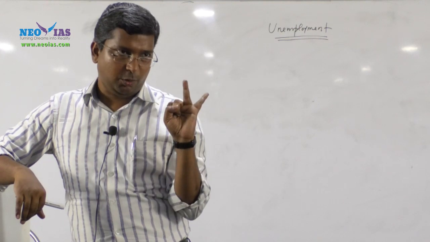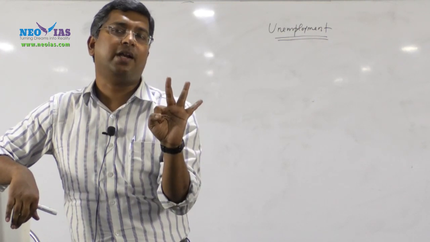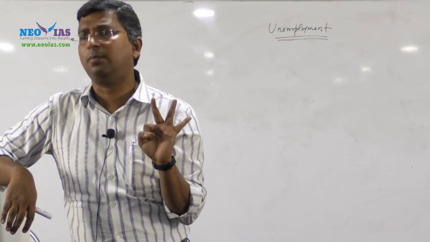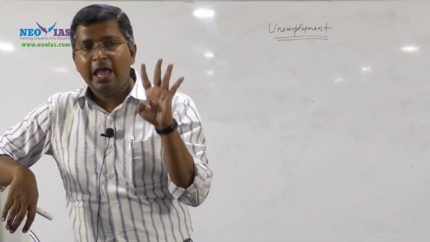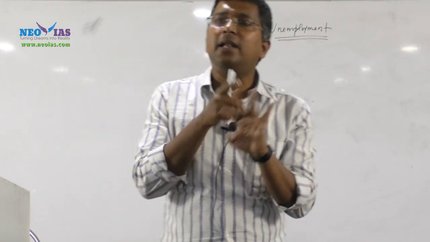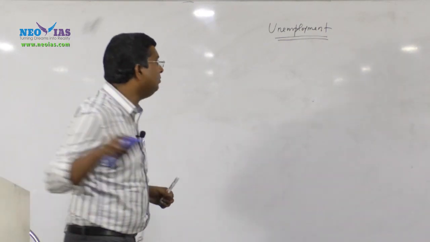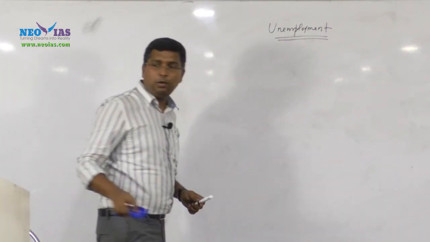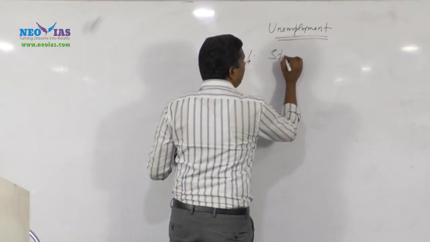One is structural unemployment. Second is cyclical unemployment. Third is disguised unemployment, we'll discuss what that is. And fourth is seasonal unemployment. Everything is very easy for you to understand from the term itself. Now regarding structural unemployment.